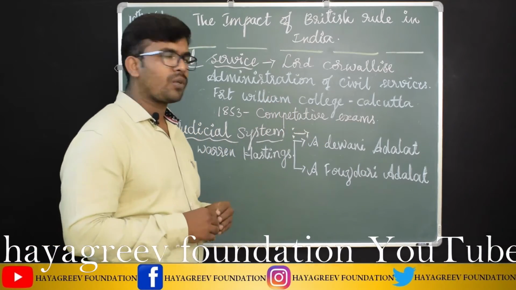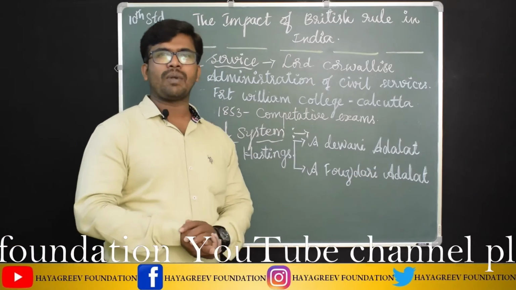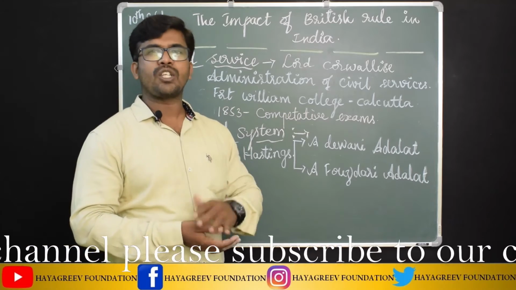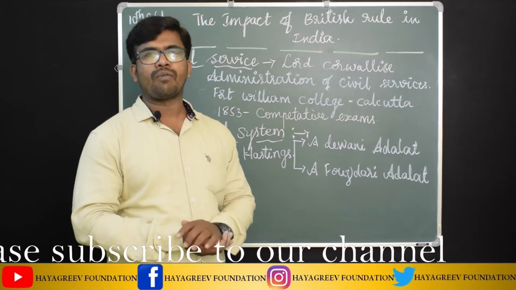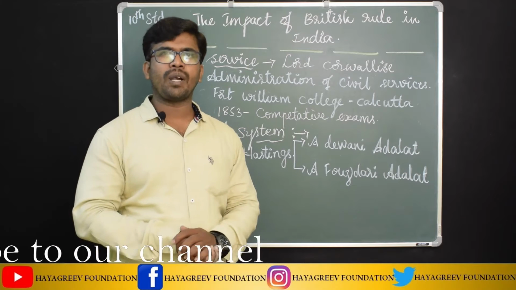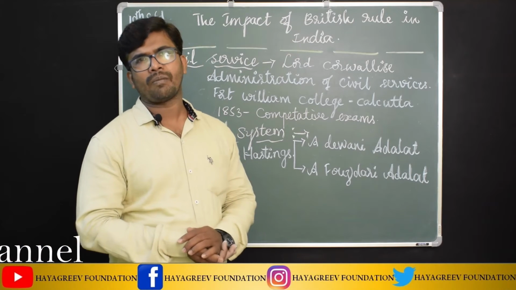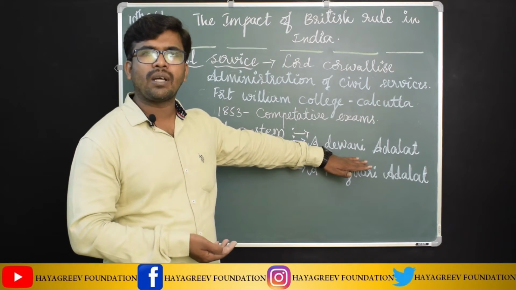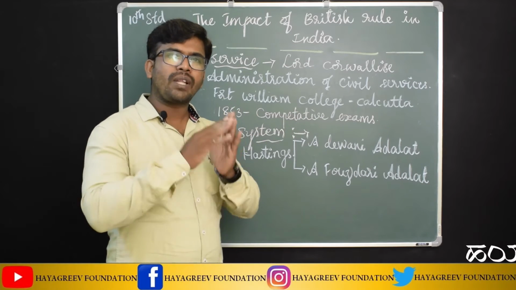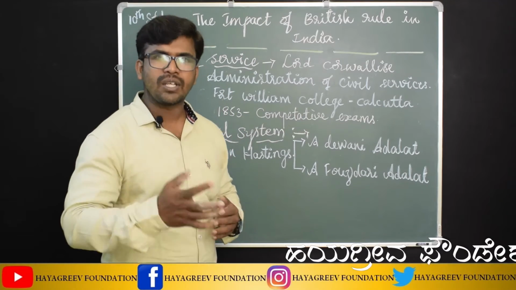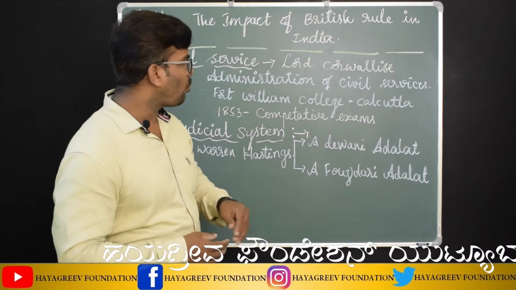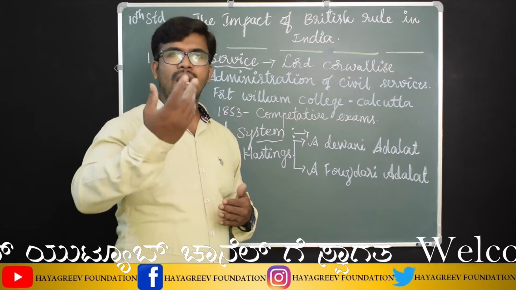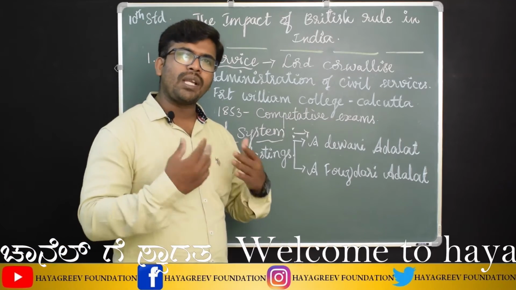Here one thing we have to observe, students: in Diwani Adalat, that means in the civil courts, both Hindus and Muslims used to get judgment according to their religion. For example, Hindus used to get judgment on the basis of Hindu scriptures. Likewise, the Muslims used to get it as per the Shariat. So on the basis of their religious matters itself, they used to get the judgment. But later on, what happened, both in the civil court and the criminal court, the British government started to implement their own legal procedures. As a result, many changes took place.